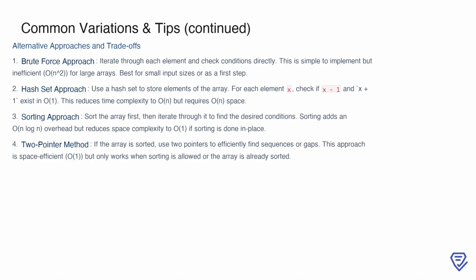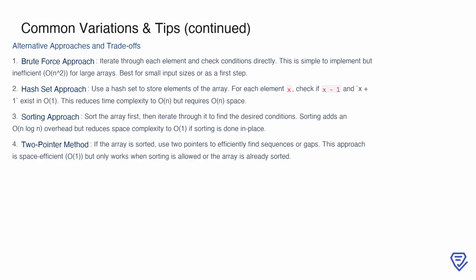The brute force approach involves iterating through each element and directly checking the conditions for loneliness. While this method is straightforward, it's inefficient for large arrays, with a time complexity of O(n squared). It's best suited for small inputs or as a starting point when brainstorming solutions. A more efficient option is the hash set approach. By storing elements in a hash set, you can check for x-1 and x+1 in constant time, reducing the overall time complexity to O(n). However, this comes at the cost of O(n) space.